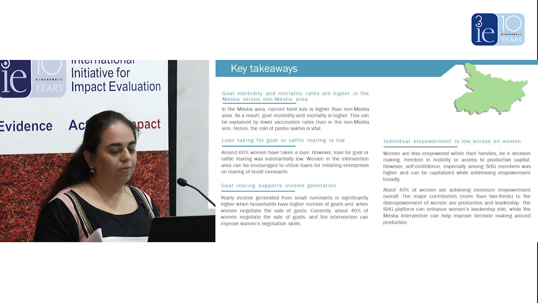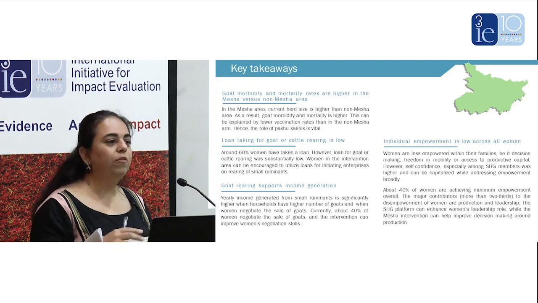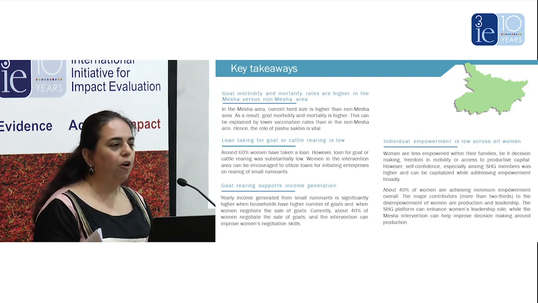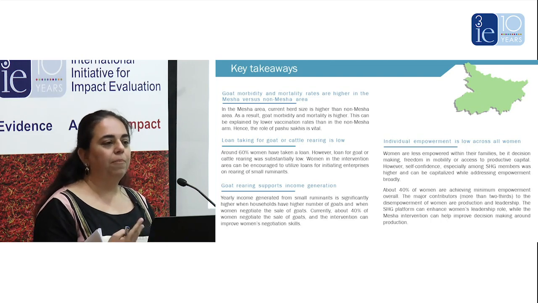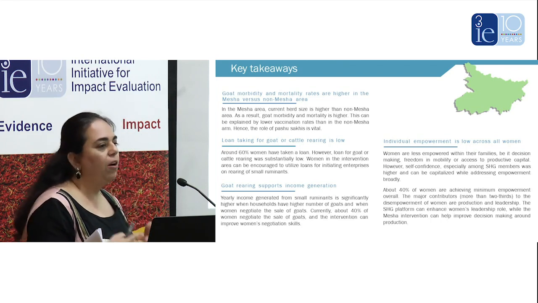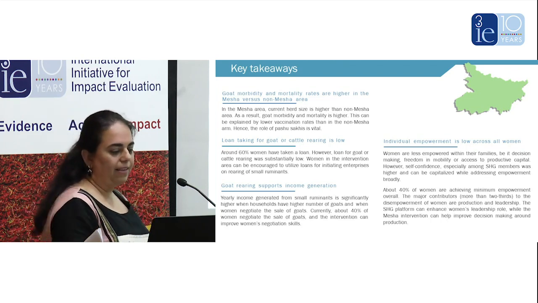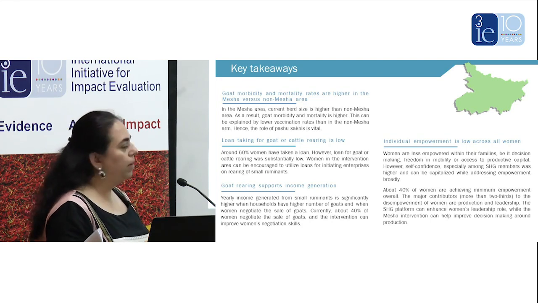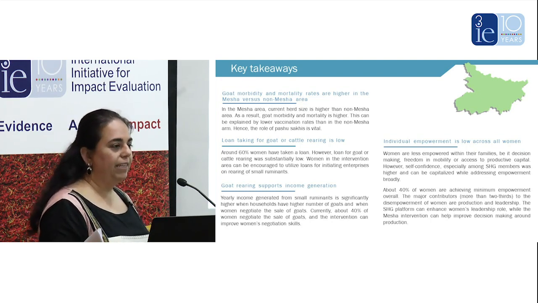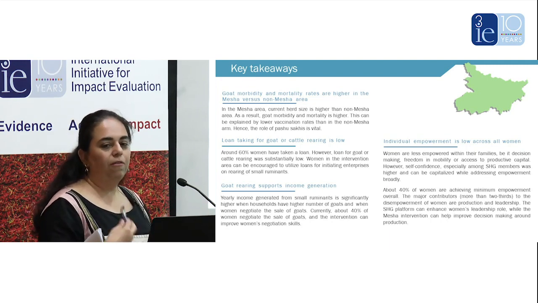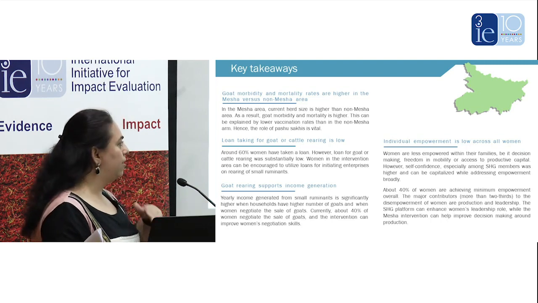And individual empowerment is low across all women. So we'll go over some of the indicators and measures of how we're looking at empowerment. Overall, we're looking at their ability to control assets, to make decisions, to use the income that they're earning from the goat rearing, and also to make decisions of when they can sell that. So overall, they're less empowered. Decision making, freedom and mobility, which would affect their ability to access markets, and their access to productive capital, which can be used for these kind of entrepreneurial activities, is extremely low.